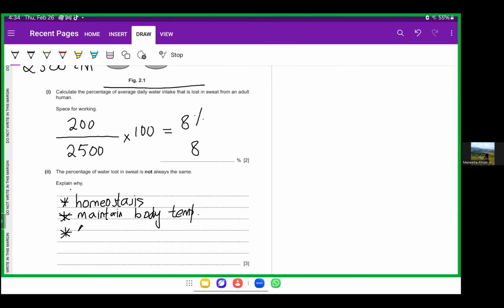So increased activity means increased temperature and increased sweat.